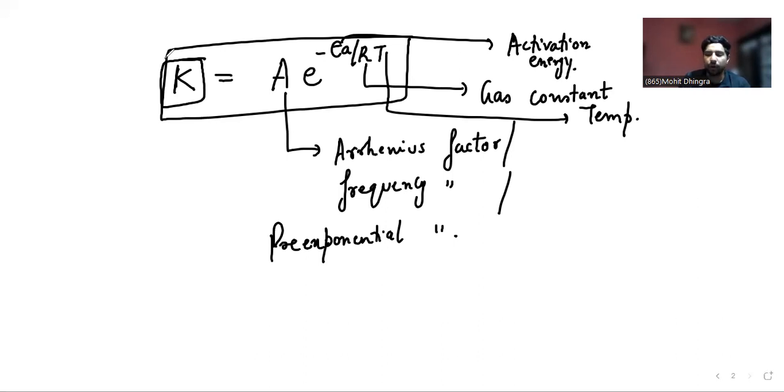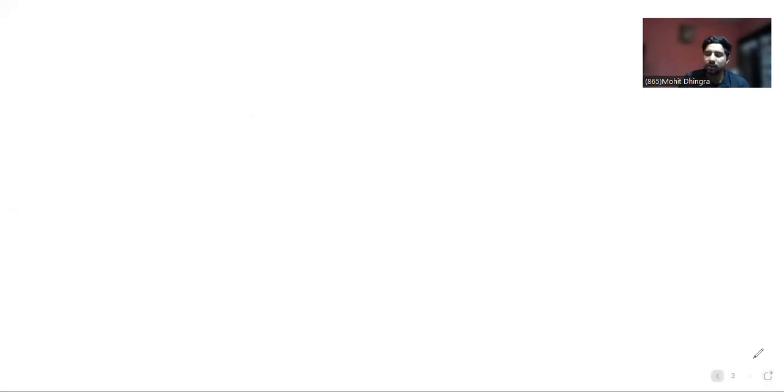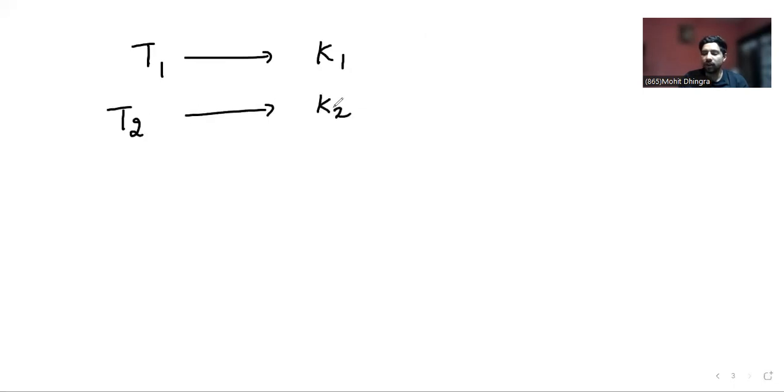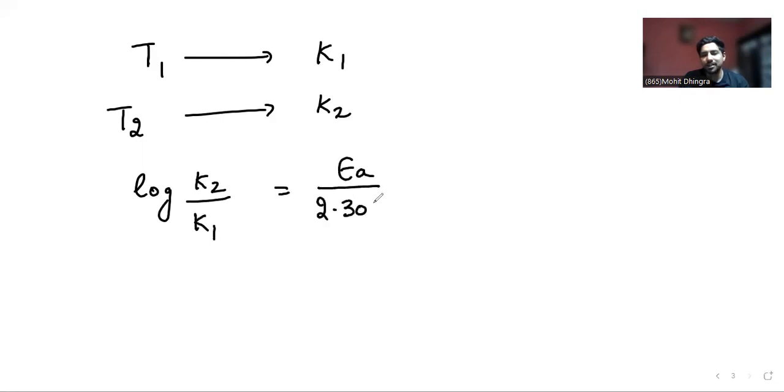Now, when we solve this equation, firstly at temperature T1 the rate constant was K1, and then at temperature T2 the rate constant was K2. By solving this equation, we get log K2 upon K1 equal to Ea upon 2.303 into (T2 minus T1) upon (T1 into T2).